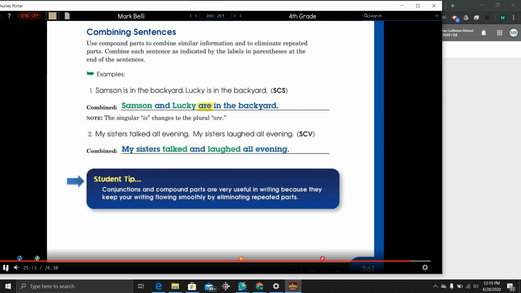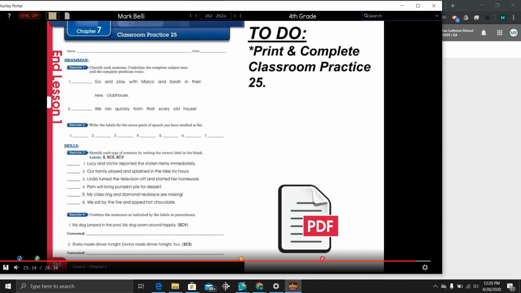Today's student tip reminds us, conjunctions and compound parts are very useful in writing because they keep your writing flowing smoothly by eliminating repeated parts. Now that you have studied conjunctions and compound parts, your teacher and I will be looking for this in your writing. Here's your to-do list.